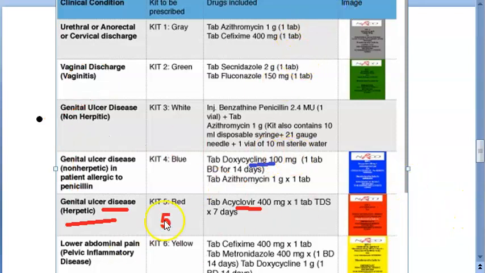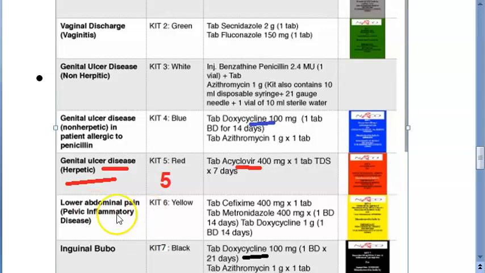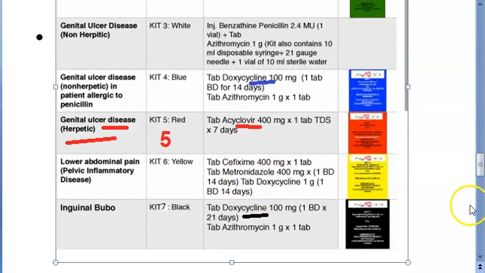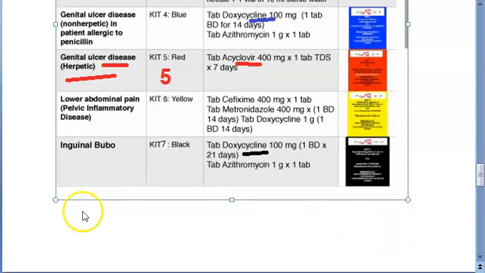Okay, then coming to lower abdominal pain, kit 6, yellow, pelvic inflammatory disease. Okay, yellow. Touch your pelvic inflammatory disease, yellow kit. Okay, what will it have? Cefixime, metronidazole, doxycycline. Cefixime, at least cefixime you remember. Okay, then coming to the last one, guys, black. Last one is what? Kit 7. It is black. Black will have doxycycline.